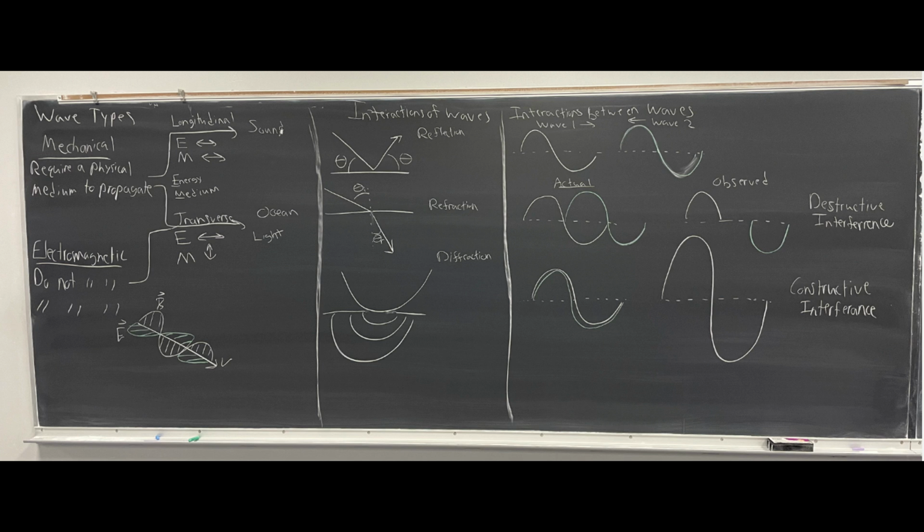Of the two major types of waves, the second type is electromagnetic waves. Electromagnetic waves do not need a physical material to propagate through space. Electromagnetic waves are light.